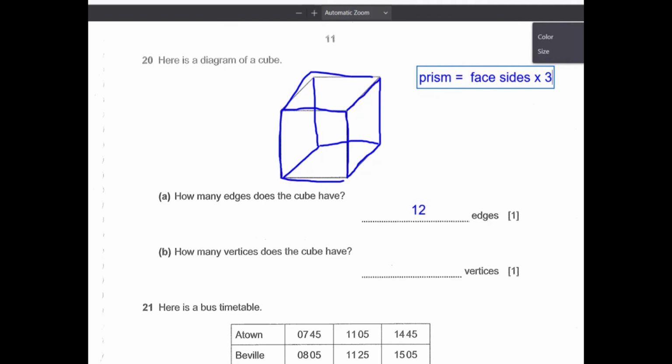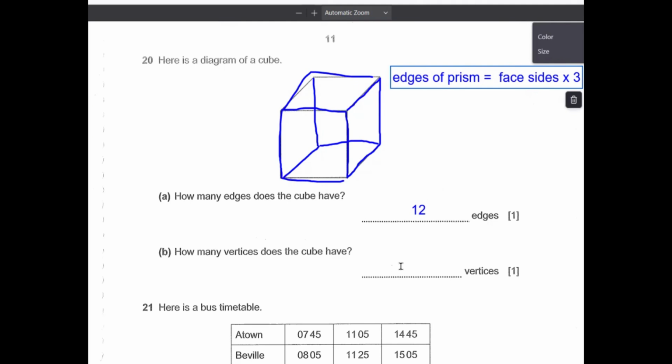Edges of any prism. Edges of prism is equal to face sides multiplied by 3. So if it was a triangular prism, the face is 3, and 3 multiplied by 3 is 9. So the edges will be 9. Get it? Yes. And how many vertices does it have?